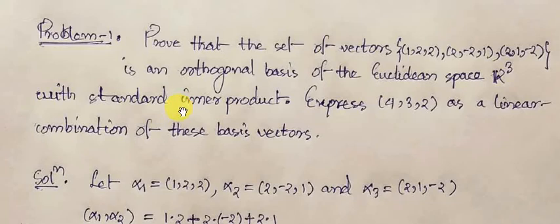In this video, we shall discuss a problem. You have to show that this set of vectors is an orthogonal basis for the Euclidean space R3 with the standard inner product. And you also have to express this vector (4, 3, 2) as a linear combination of these vectors.